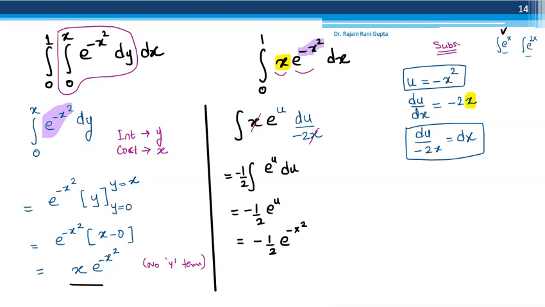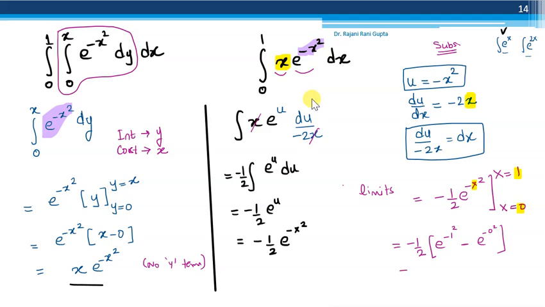Now you have the limits. Using your limits, your value is minus half e power minus x squared, and the limits were from x equal to 0 to x equal to 1. So you are going to replace this x one time by 1 and then by 0 to get your final answer. So this gives you minus half, e power minus 1 squared minus e power minus 0 squared.